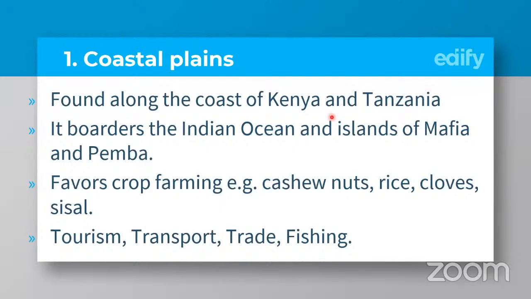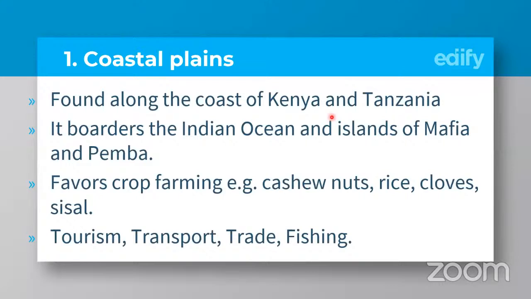I think the type of rainfall or climate. Climate includes rainfall and temperature. So which kind of rainfall? Convectional rainfall. Why? Because they're near the Indian Ocean. Okay, that is good. So meaning they have high temperatures and very high rainfall amounts. Thank you. And in that case, which economic activities are likely to take place?